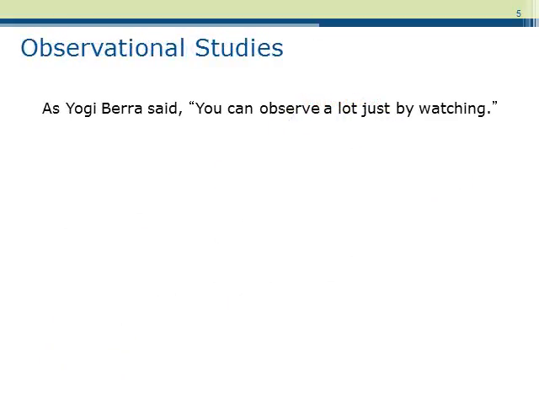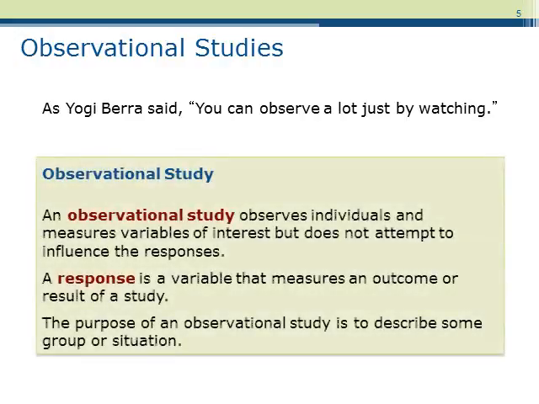So let's take a look at our first method for collecting data, called an observational study. So let's begin with the definition. An observational study observes individuals and measures variables of interest, but does not attempt to influence the responses of the individuals. Now, anytime data is collected, there are 2 parties involved. The first party is the researcher. This is the person who collects the data. The second party are the individuals themselves. These are the objects that produce the data.